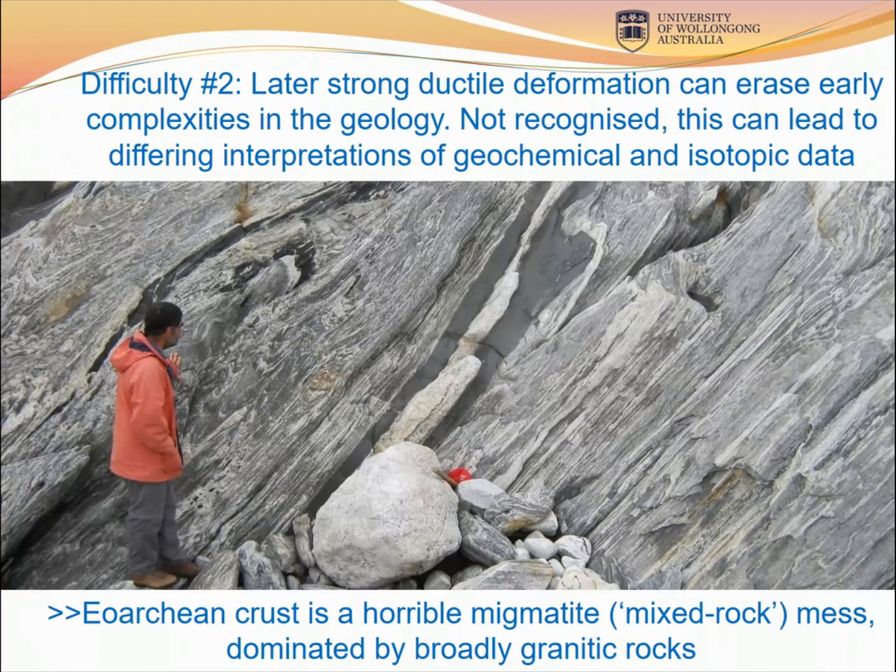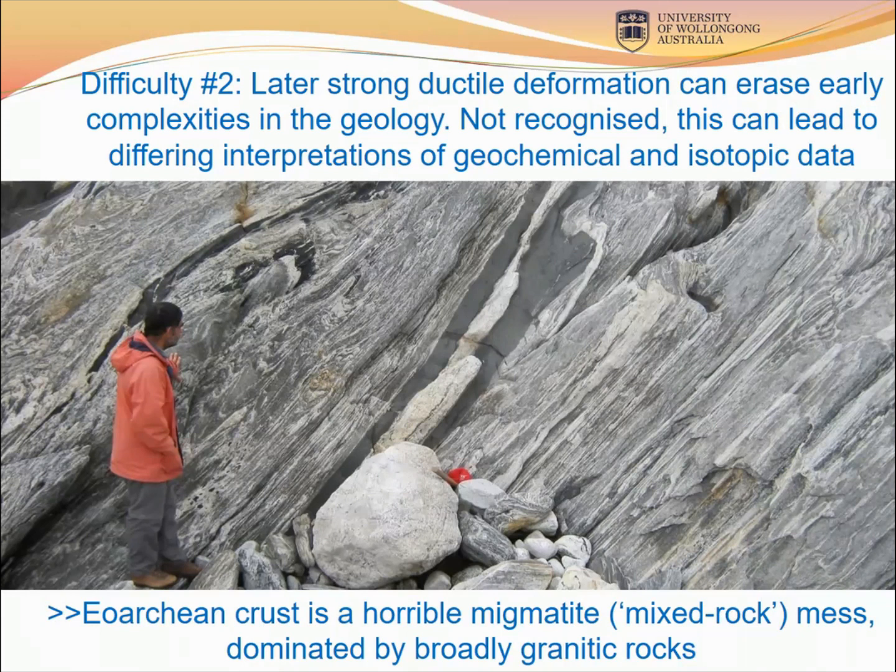So if you don't recognize these difficulties, it can lead to very differing interpretations of geochemical and isotopic data. So therefore, most of the preserved Eoarchean crust is basically a horrible migmatite. In other words, a mixed rock mess dominated by broadly granitic rocks, ranging from tonalites, particularly common, through to granites, with bits and pieces of other stuff like diorites and so on in it as well. But this is what you see all over the world in these tiny little remnants of very ancient crust.